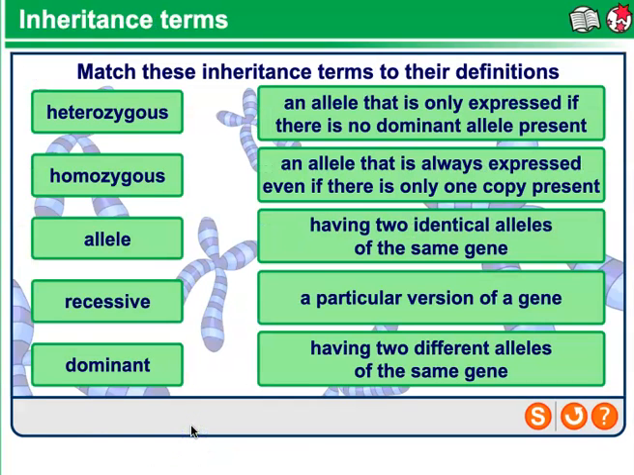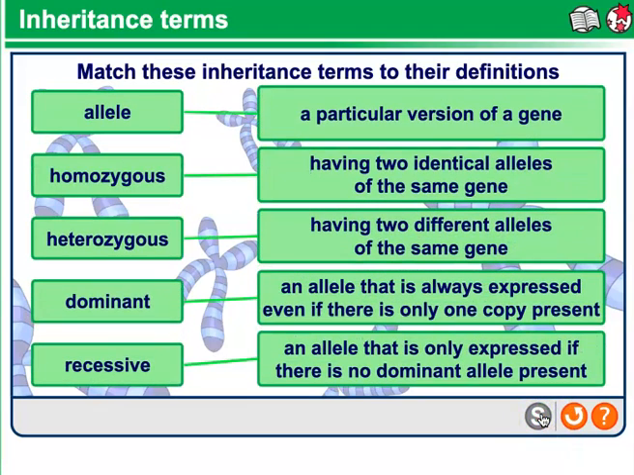All right, we're going to match some inheritable terms to their definitions. An allele is a particular version of a gene. Homozygous means having two identical alleles of the same gene. Heterozygous, having two different alleles of the same gene. Dominant, an allele that is always expressed even if there is only one copy present. And recessive, an allele that is only expressed if there is no dominant allele present.